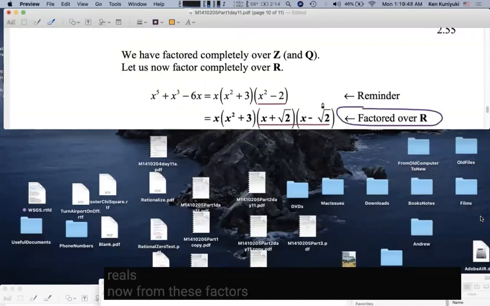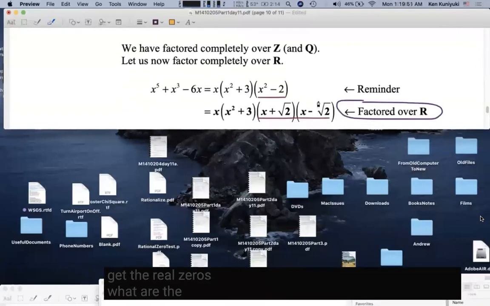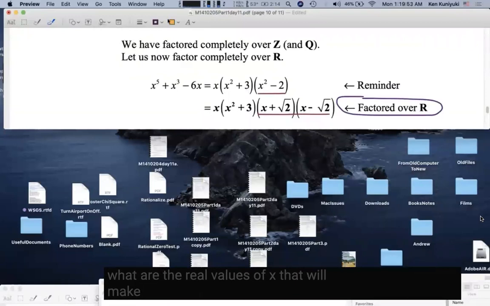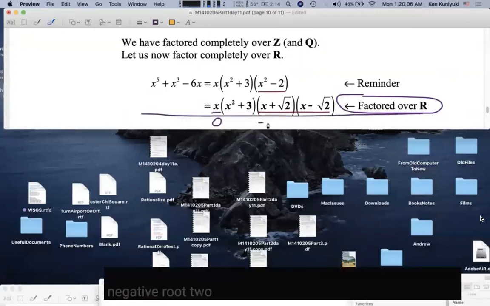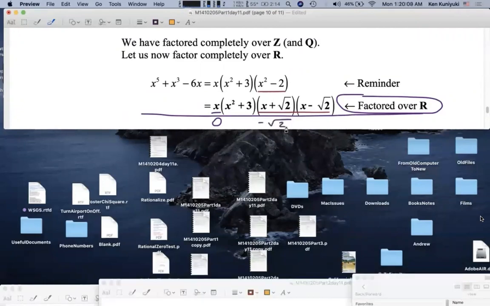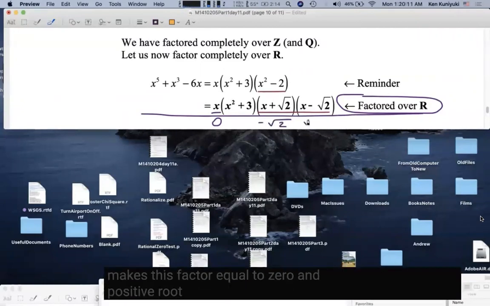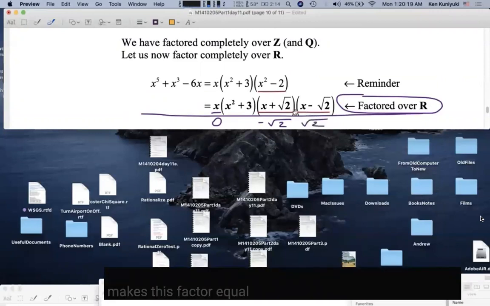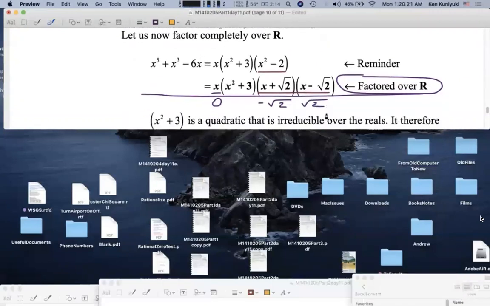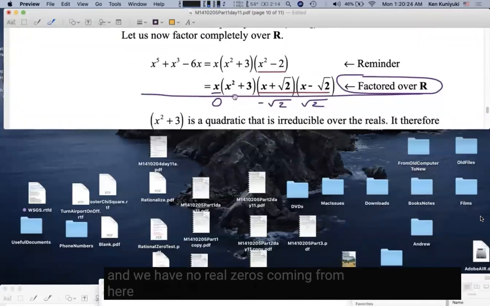Now, from these factors, we are able to get the real zeros. What are the real values of x that will make this equal to 0, this equal to 0, and this equal to 0? Well, x equals 0 makes this factor 0. Negative root 2 makes this factor equal to 0, and positive root 2, when plugged in for x, makes this factor equal to 0.